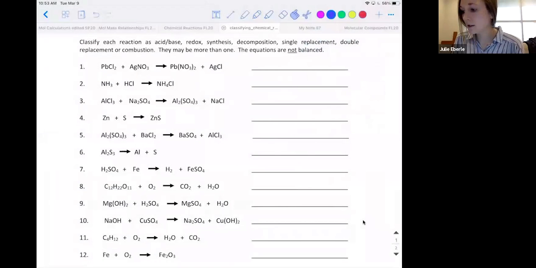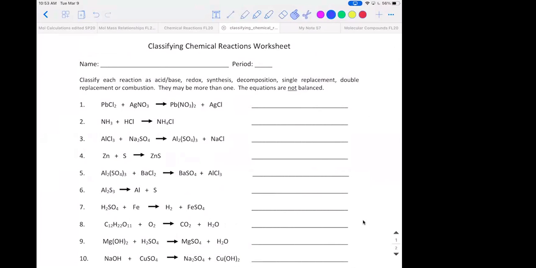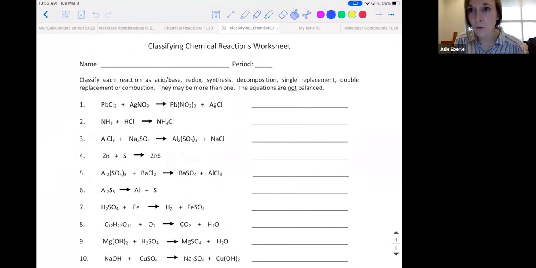All right, here was the worksheet. So this is the one you did for bonus. It says classify each as acid-base, redox, and then you can do synthesis, decomposition. Synthesis is also, the other word for that is combination, remember.